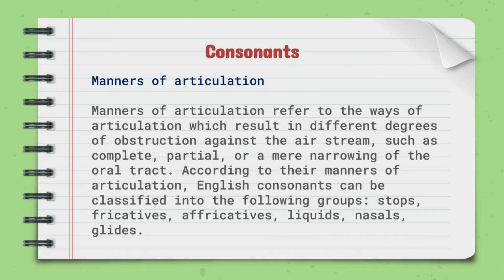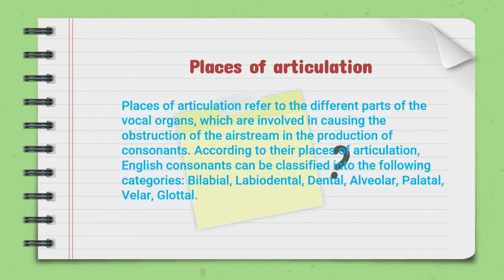Consonant manners of articulation refer to the ways of articulation which result in different degrees of obstruction against the airstream, such as complete, partial, or a mere narrowing of the oral tract. According to the manners of articulation, English consonants can be classified into the following groups: stops, fricatives, affricates, liquids, nasals, and glides.